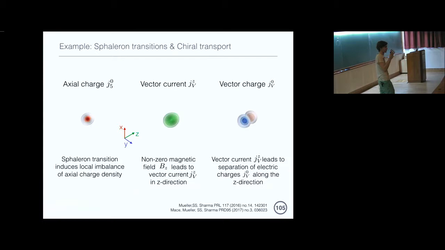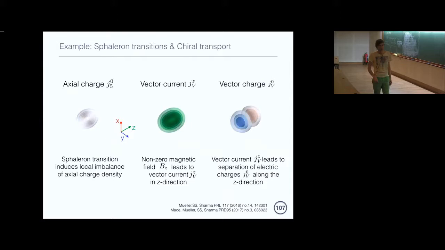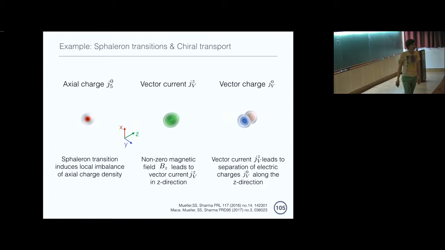And so what you find is, let's first focus on this left one. This is at the very beginning of the dynamics. As you go through your Sphaleron transition, you induce this axial charge imbalance here, which is signified by this red dot. Now, if you do this in a non-zero magnetic field, pointing in the z direction, which is why this is showing the z direction of the current, then what you find is that during the time that this Sphaleron transition takes place, you already get a non-zero current over here. So you get current profiles which very closely resemble the profiles of your Sphaleron.